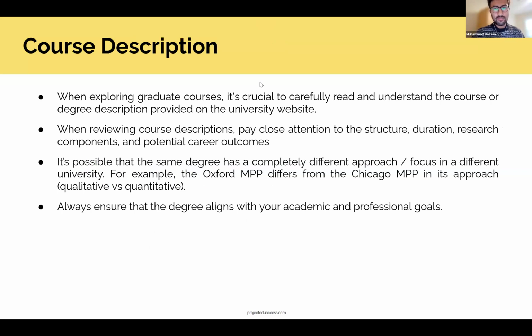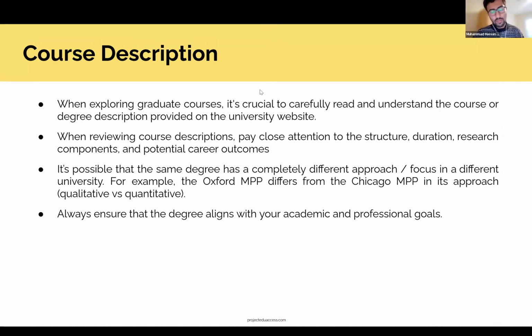The other thing is, whenever you're looking for a course description, for example, my background is in engineering. So if you're looking at a program that is solely from an engineering perspective, look at the course description. The title may be different from what the courses offer, and a lot of universities have both the course descriptions as well as the course catalog. So pay attention to detail with regards to the specific program that you're applying for: their structure, duration, research components, and potential career outcomes.